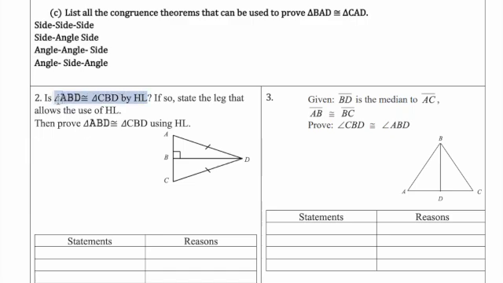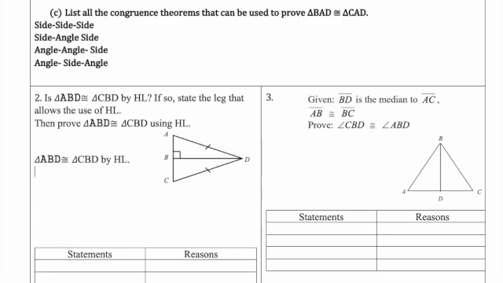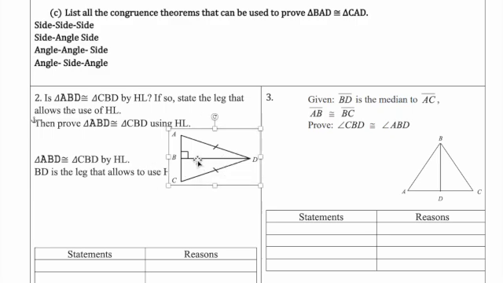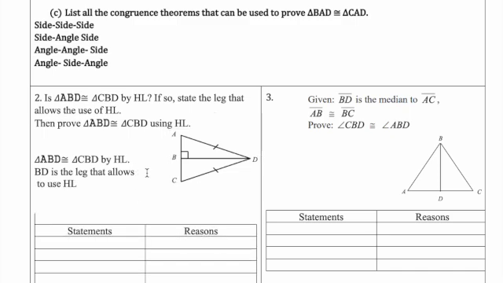So the triangles are congruent by HL, right? Hypotenuse leg congruency theorem. Okay, if so, state which leg allows us. Well, BD is the leg that allows us to use HL, right? Because BD is congruent to itself. Okay, so now we have to prove it.